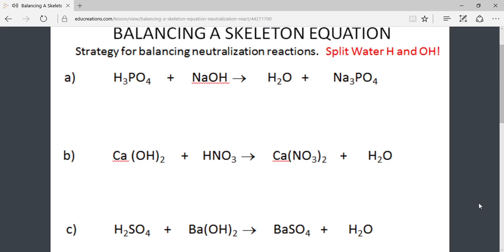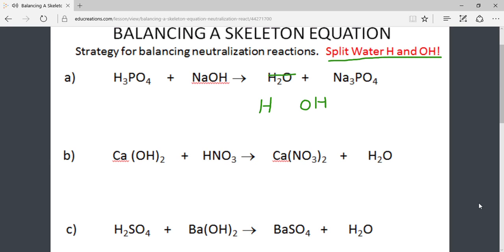The strategy describes splitting the water into the H and OH ions. Because this is a double replacement reaction, when the hydrogen ion and the OH hydroxide ion split free from the original reactants, they form what we know as water. Therefore, underneath water, we're going to write H and OH, and we're not really going to look at the water during the balancing of this particular reaction.